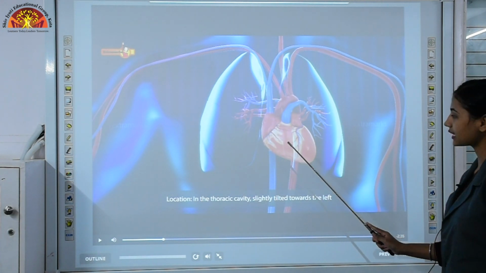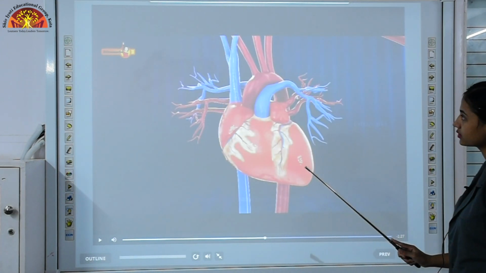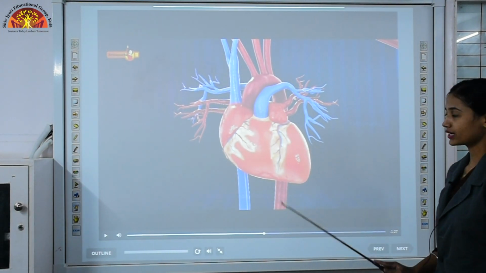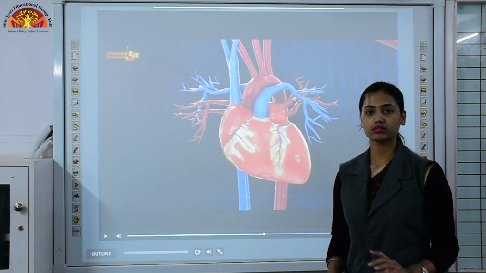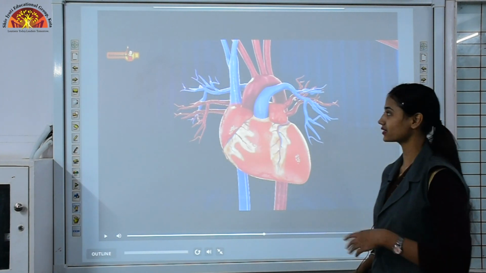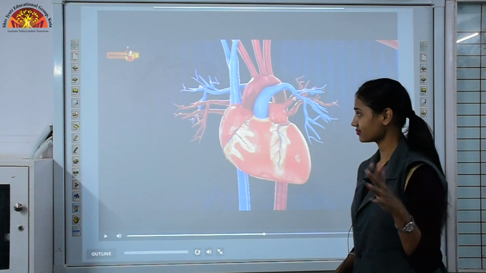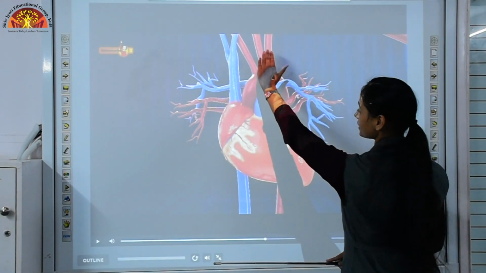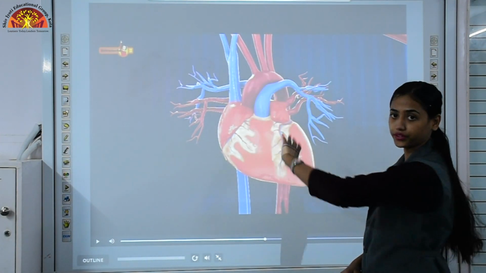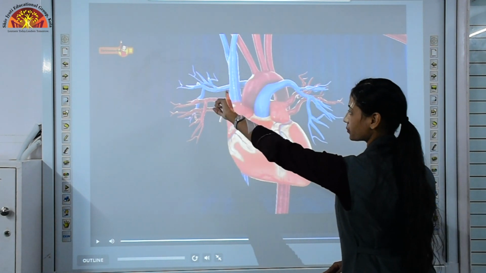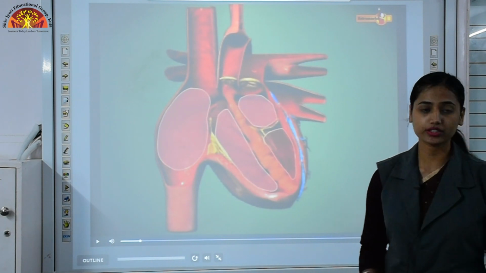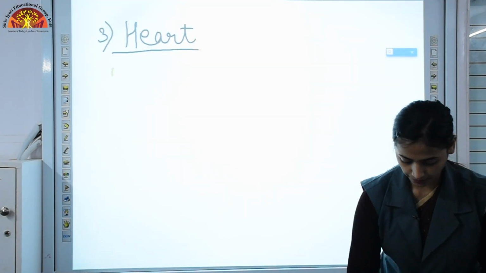You can see it is slightly tilted towards left. This is the real structure of heart. Whatever you have seen till now, that heart emoji, is just imaginary. This is the real heart. These red lines represent arteries and these blue lines represent veins. Now let's discuss the structure of heart.